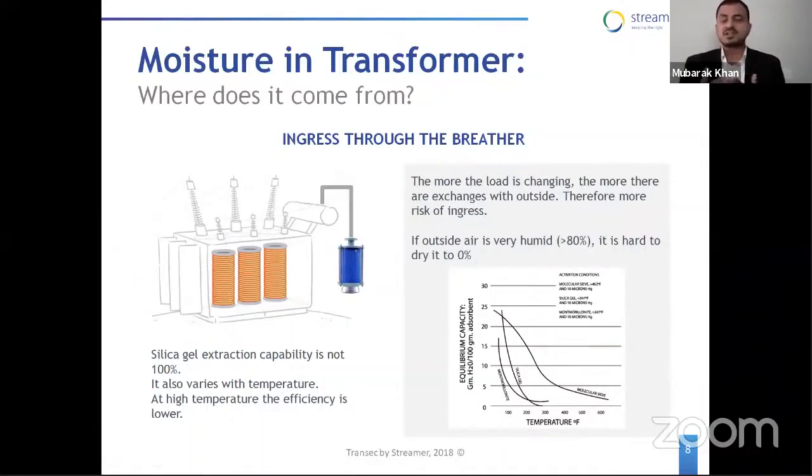Silica gel capability is not 100% definitely. So whenever it is exchanging air from the outside, it will absorb some of the moisture and it will let some moisture go. So that is why there is always some moisture which is coming inside the transformer through the breather. It also varies with temperature. At high temperatures, the efficiency of the silica gel is low.